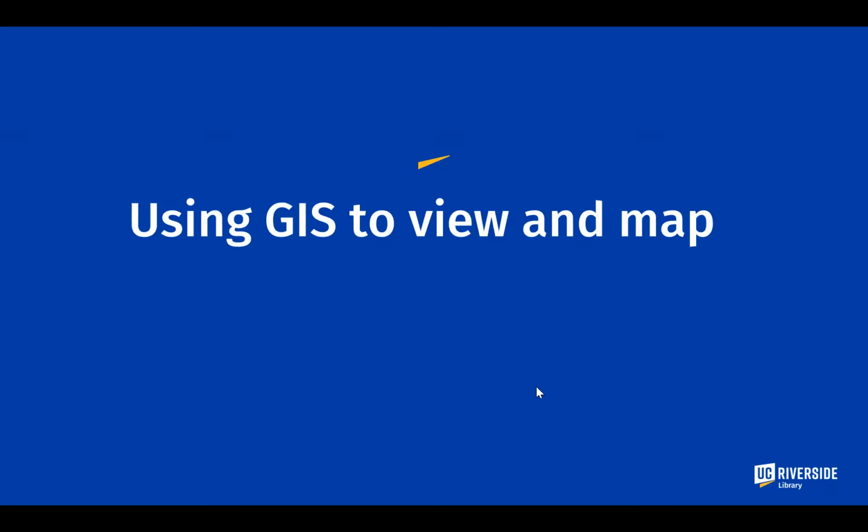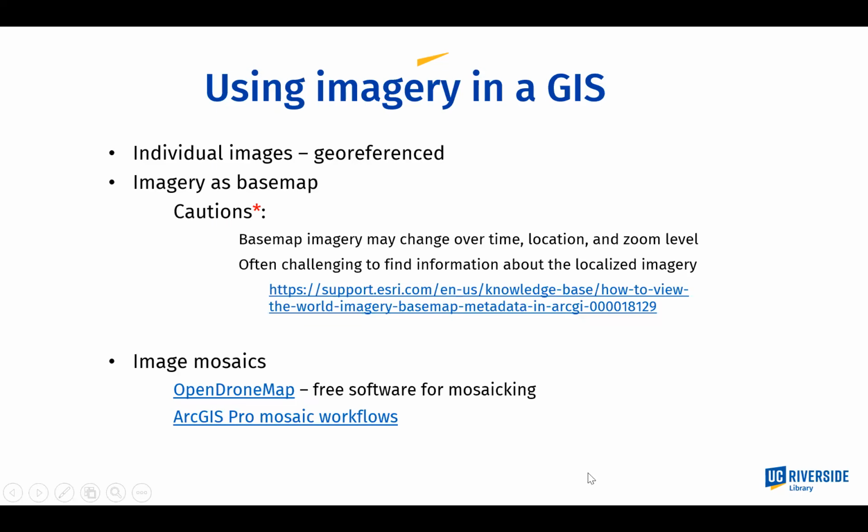So let's see, GIS to view and map. If you're going to use imagery in a GIS, there could be individual images, like maybe your study area is really small. It's just a small historical area that you want to take a look at, what it looked like in the 1930s or 40s or something like that. In that case, you would need to have scans of the original images and georeference them. And my next slide talks about what that is.